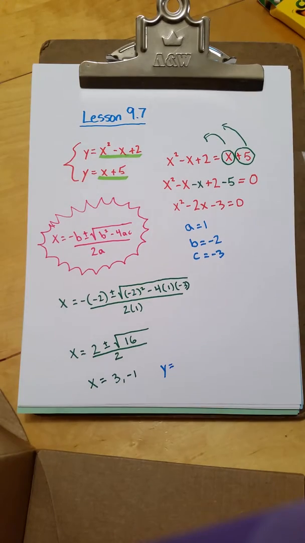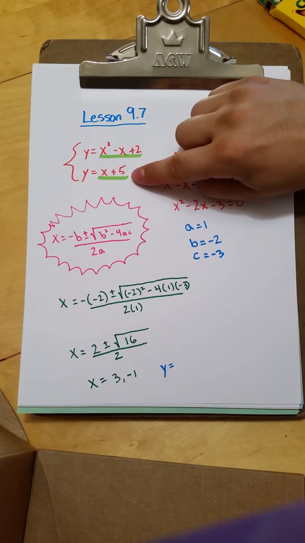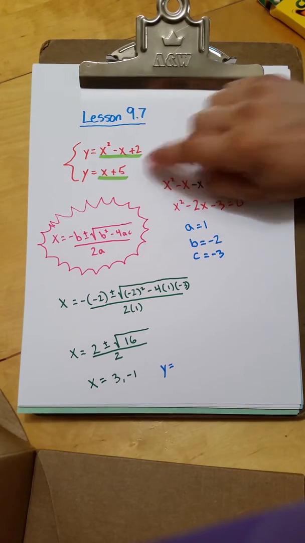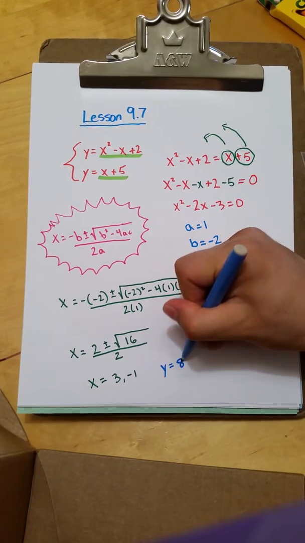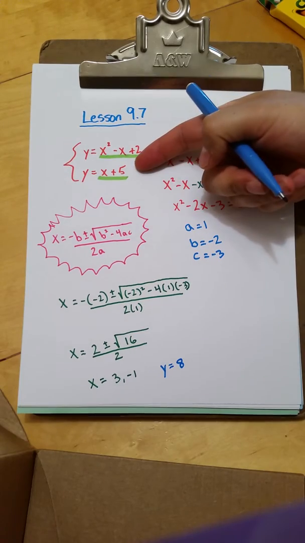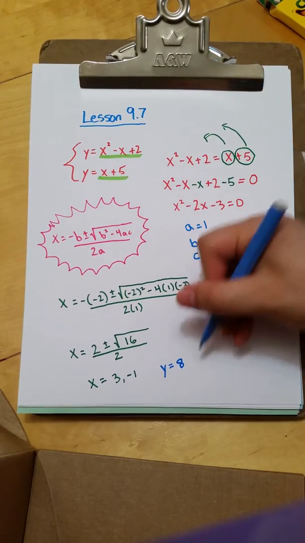Our last step is to plug our x's back into one of our equations to find our y's. If we plug 3 back in here, we get 3 plus 5 is 8, so y equals 8. If we plug negative 1 back in, we have negative 1 plus 5, which is 4.